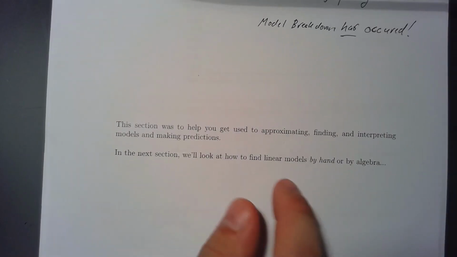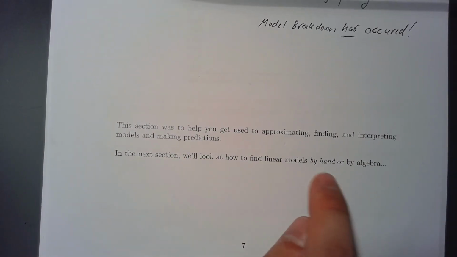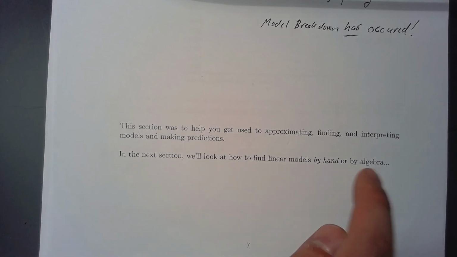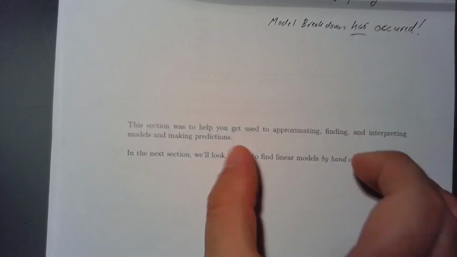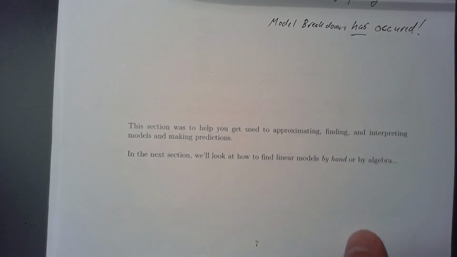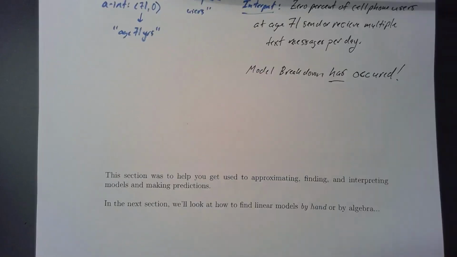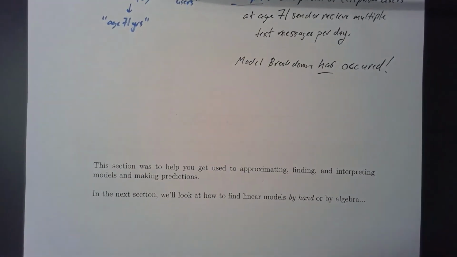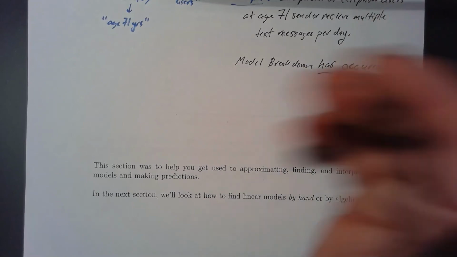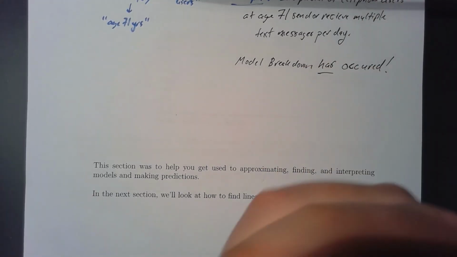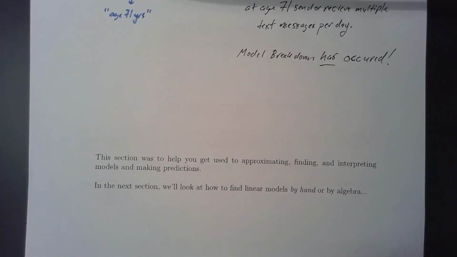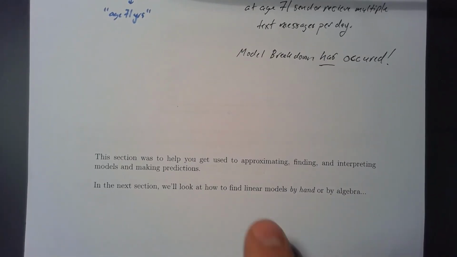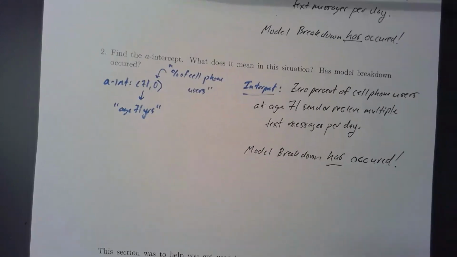So in the next section, 2.2, we're going to find linear models by hand, using techniques in algebra. Finding an actual linear function, a mathematical algebraic function, given a situation. We already know how to find an equation of a line. Use the slope formula, use one of the points, find the y-intercept, or use the point-slope form to find your equation of a line. We're going to do things like that in the next section, either with data or by a description. And that's what we're going to look at in section 2.2.